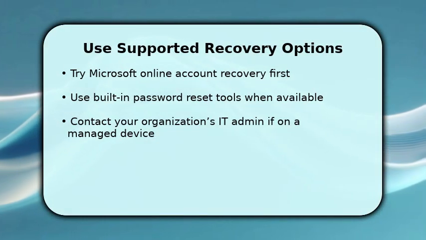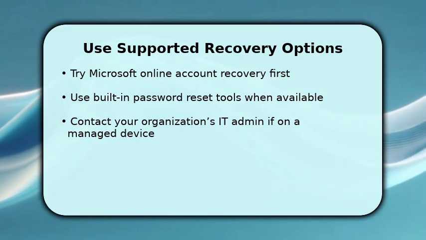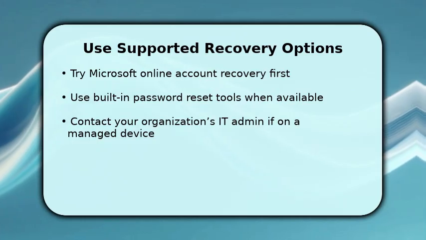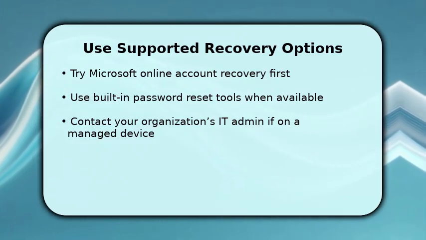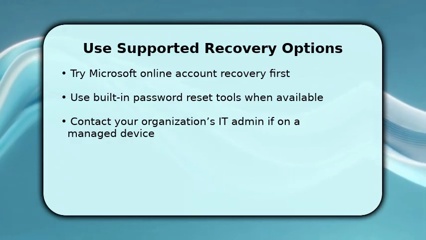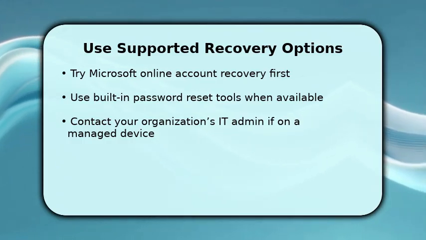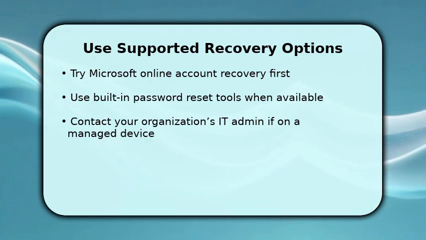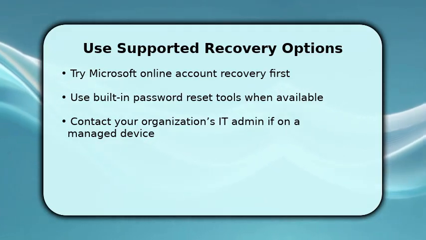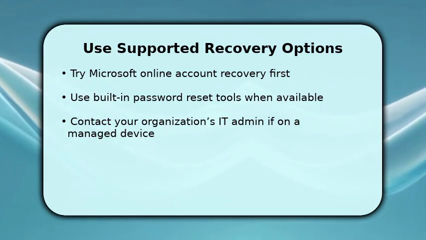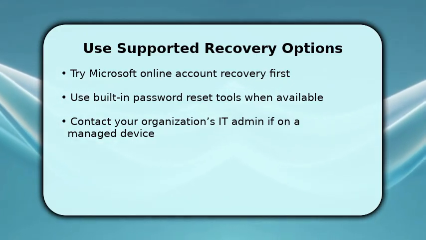Next, pursue supported recovery paths rather than circumventing security. If it's a Microsoft account, use the official online recovery flow that verifies identity by email or phone. This is the recommended route. For local accounts, look for a prepared password reset disk or utilize Windows' built-in reset options accessible through the sign-in screen. These guided tools preserve system integrity. If the device belongs to your workplace or school, contact the IT administrator to perform authorized recovery.